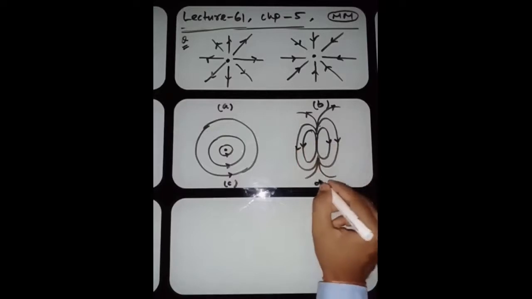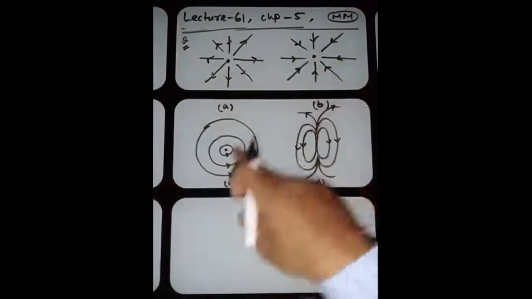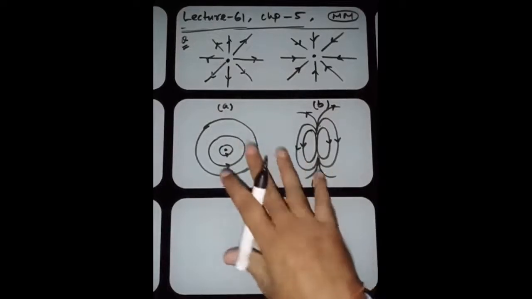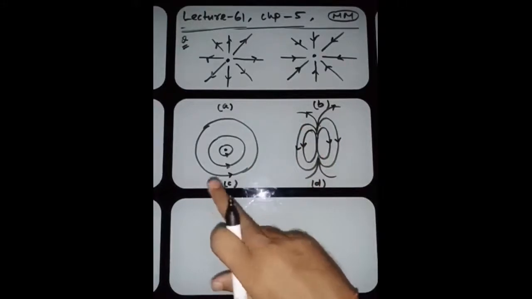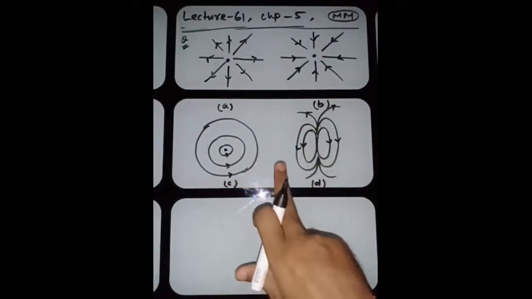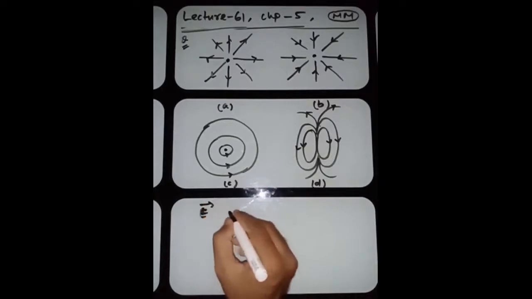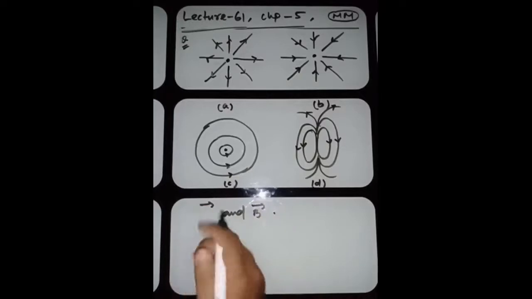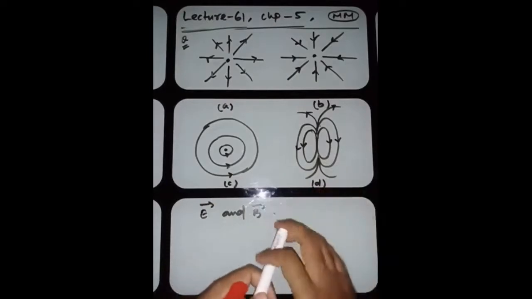Now, option D. The question was: among these four field patterns, which of the field patterns is valid for both electric as well as magnetic field? Which one is representing that here? This is your question, my dear students. So let me discuss one by one here.